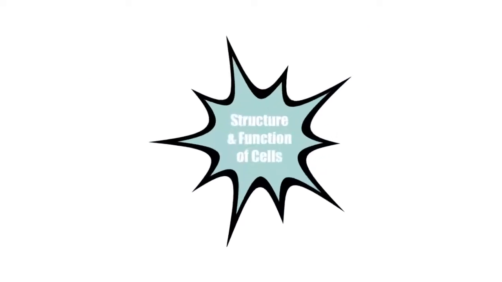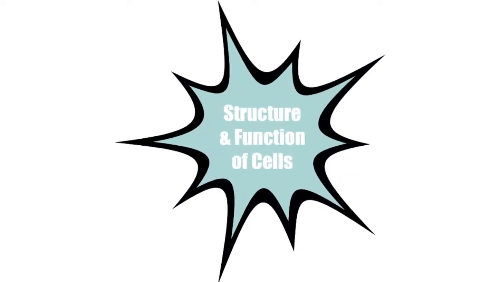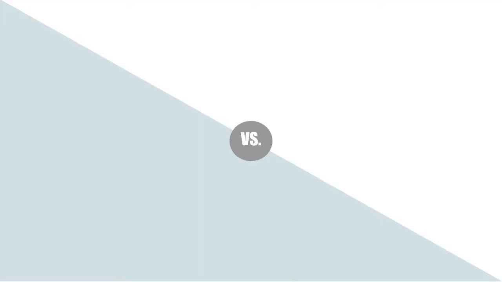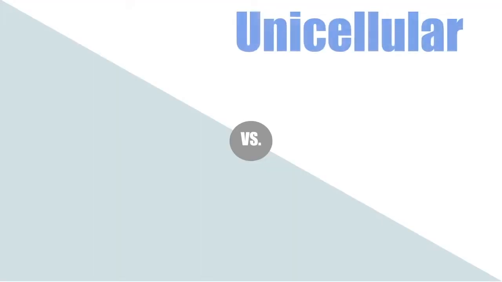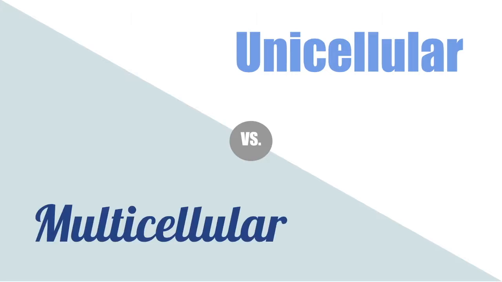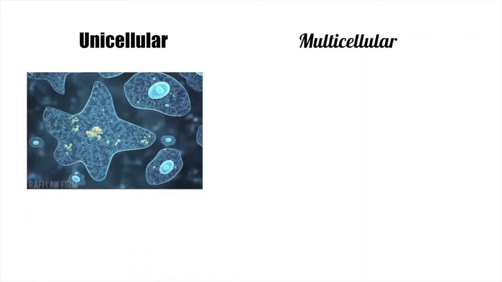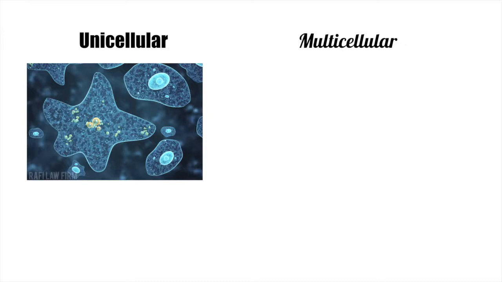Today we will be learning about structure and function of cells. All living things are made up of cells, which is the smallest unit that can be said to be alive. All cells fall into two categories, unicellular or multicellular. Unicellular organisms have single cells that perform all the functions. They are fairly simple and extremely small.